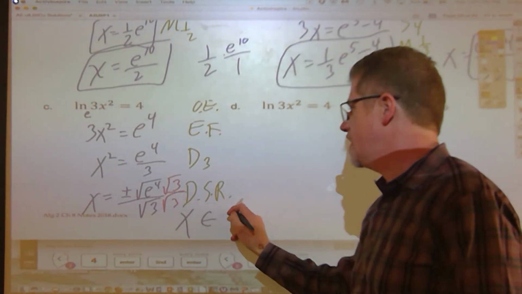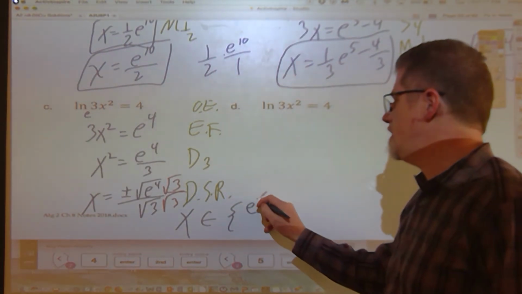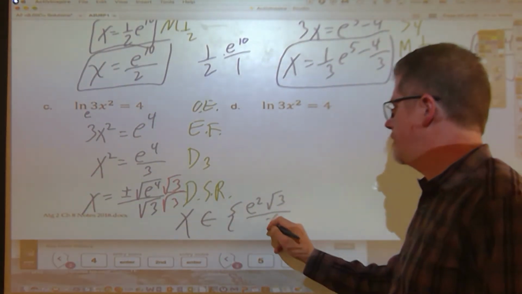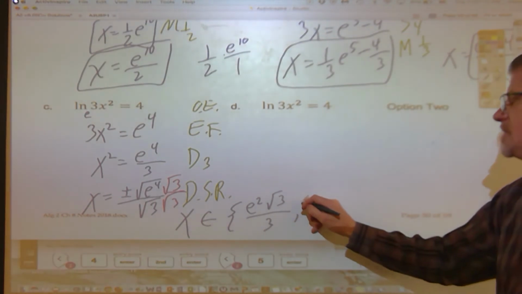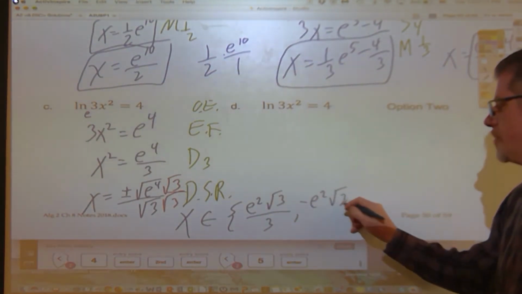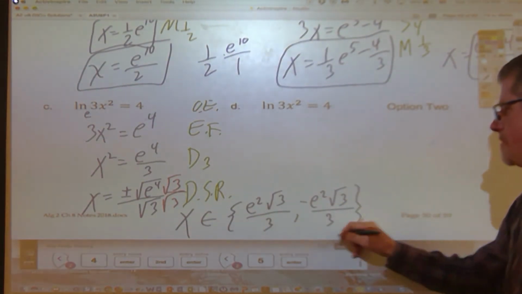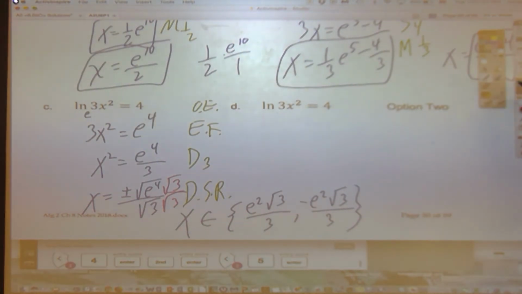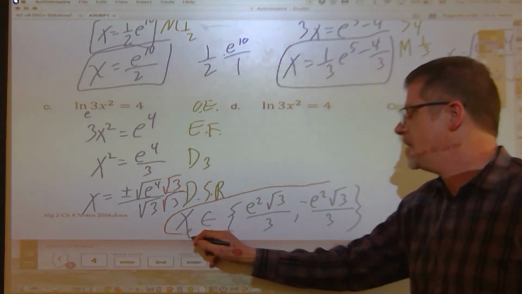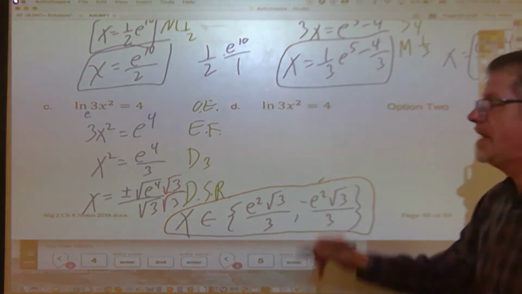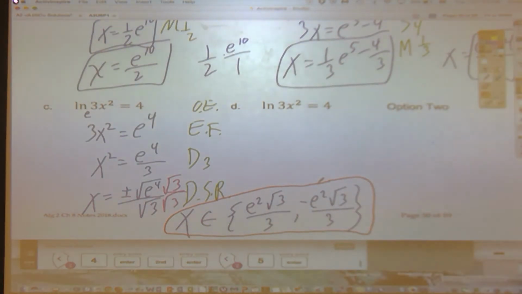X is an element of the set. One solution is e squared radical 3 over 3. The other solution is negative e squared radical 3 over 3. Two solutions, and if you plug them in, both of them, even the negative answer makes the original equation true.